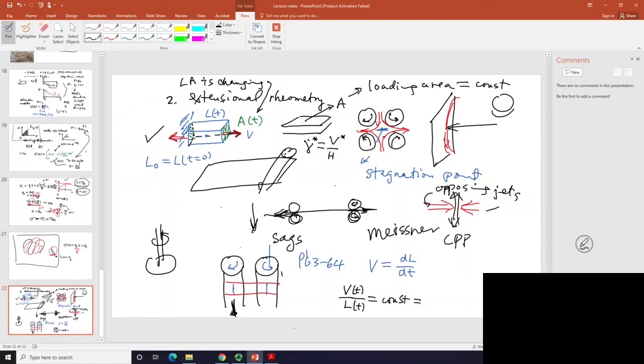And we have a symbol for it. We call it epsilon dot. And we call this the Hencky rate. Hencky is a person, one of the pioneers in the field of examining materials undergoing extension.